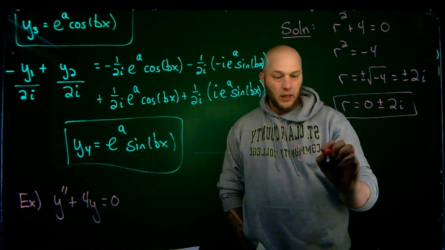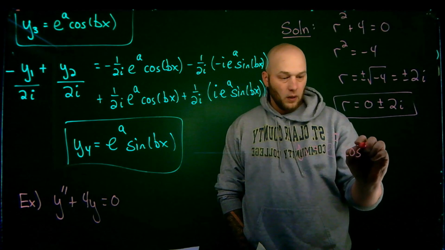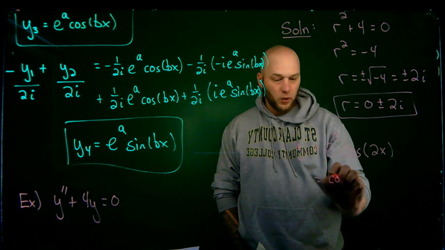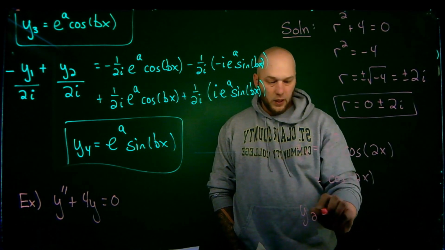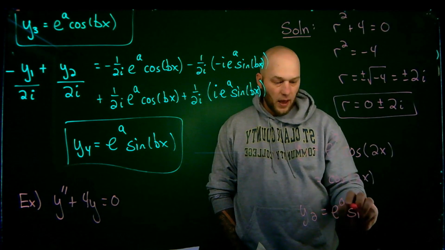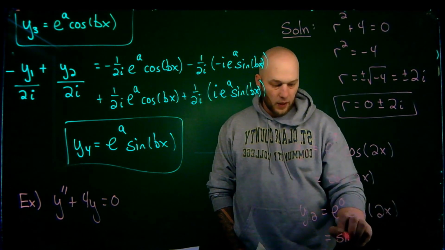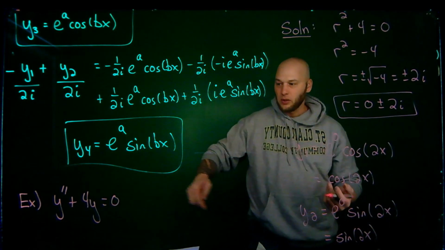Okay, this gives me e to the 0 cosine of 2x, which of course is just cosine of 2x. And then y2 would be e to the 0 sine of 2x, which of course just gives me sine of 2x. And just by inspection, we could actually solve this.